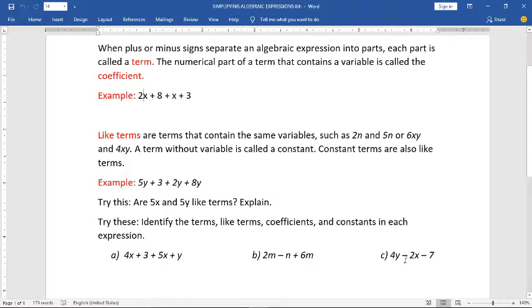The like terms are, is there any like terms? There is no like terms. The 3 terms are different from each other. The coefficients here: 4 in front of this variable is called a coefficient. 2 in front of x here is a coefficient, and 7 is called the constant.